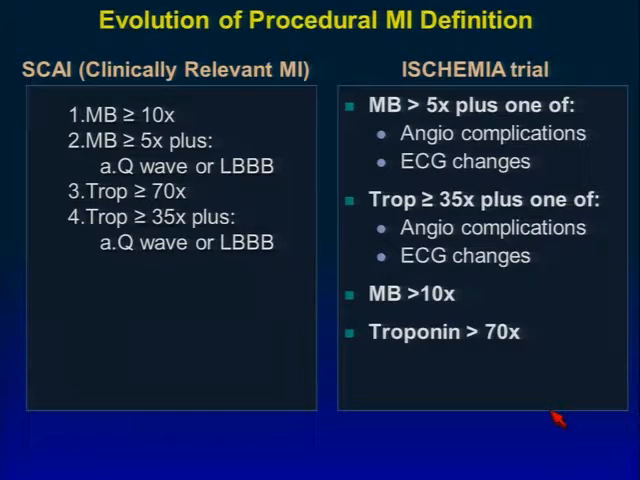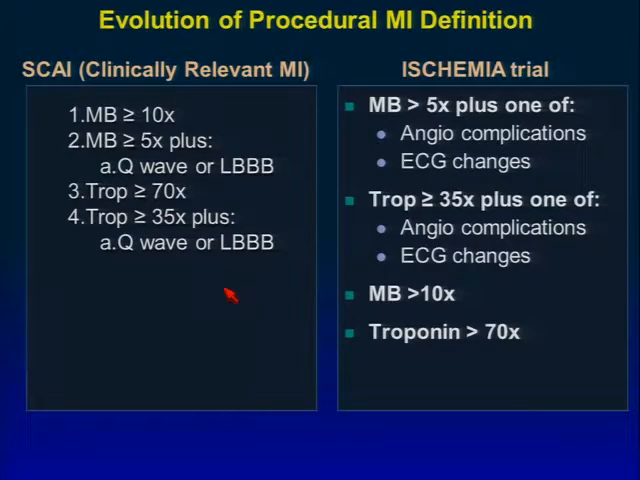The Society for Cardiovascular Angiography and Intervention came up with a clinically relevant MI definition. And of course, the definition, as you see here, again, there is a move towards increasing threshold. So the MB threshold is greater than or equal to 10 times. But if it is greater than 5 times, you need one other marker, which is EKG changes of Q waves or left bundle branch block. And in the SCAI definition, if you were to use troponins, now you see that you need a 70-fold increase in the biomarker. And if it is 35-fold increase, you need one other EKG change to corroborate your findings.